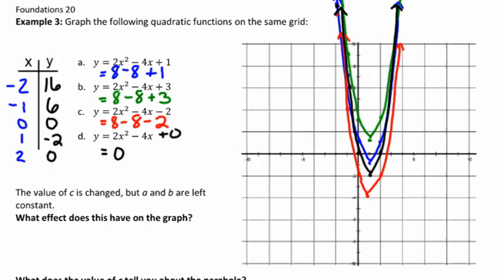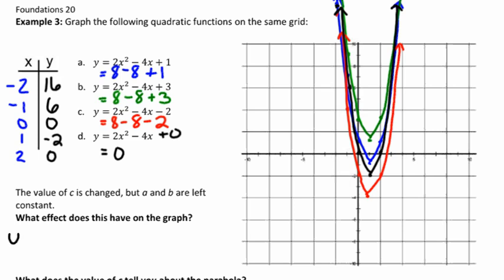All right, so now let's look at what our C value does. The value of C has changed, while A and B were left constant. What effect did that have on our graph? We can see that it moved vertically, whether it was up or down. So our y-intercept changed, but our graph is also moving up and down.